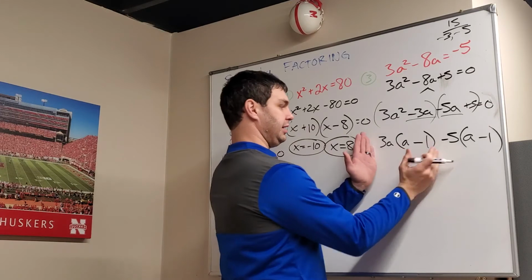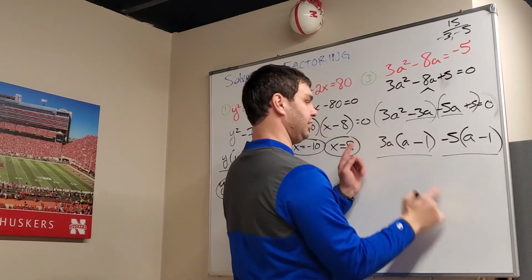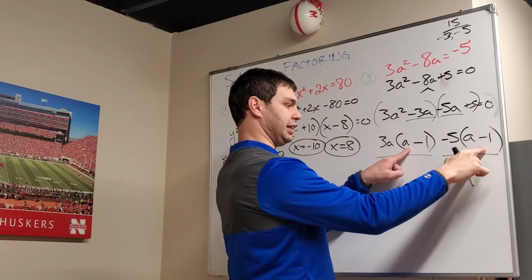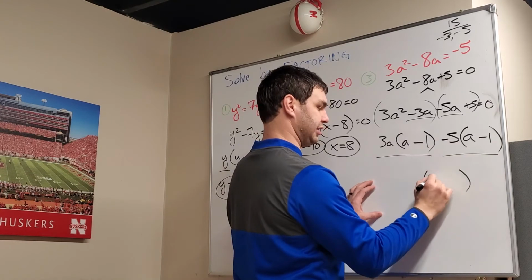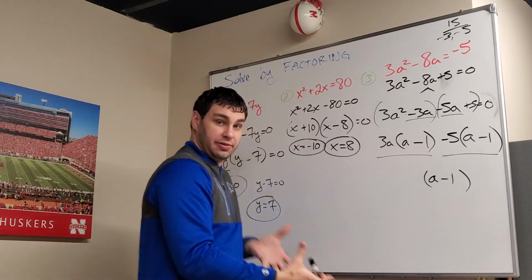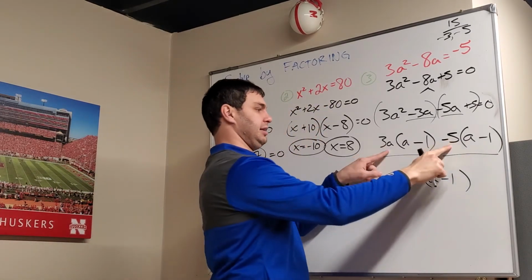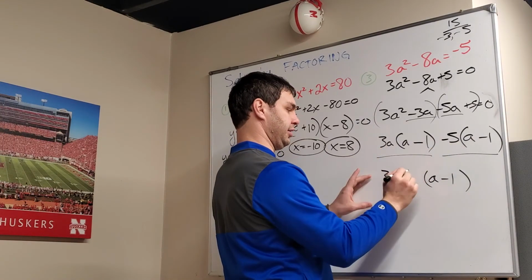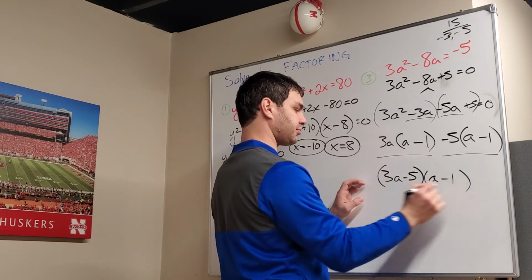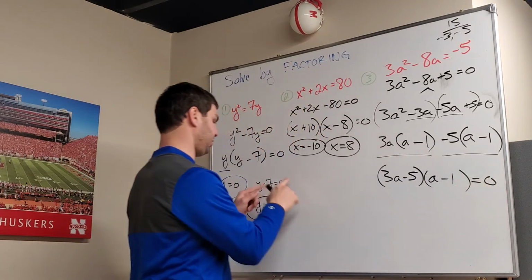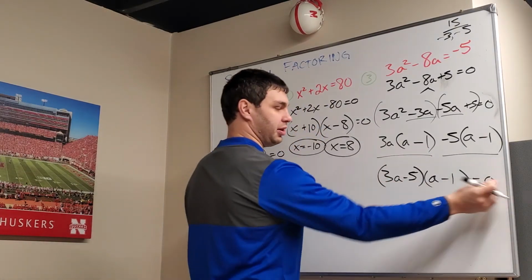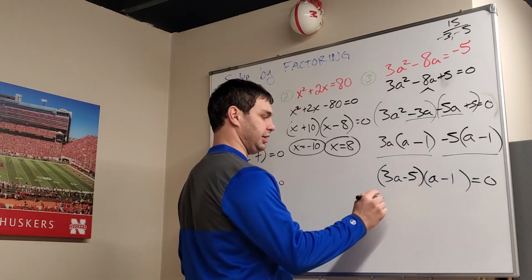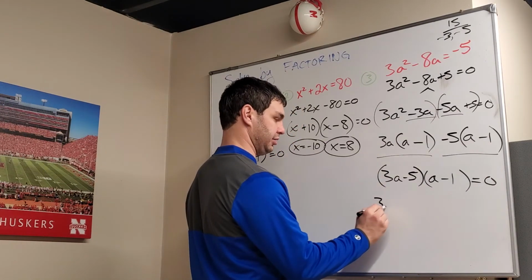Okay, so what we did here is this is like two terms now, and they each have an a minus 1 in common. So one of our sets of parentheses is going to be that a minus 1 we're going to factor out. And the other set is what's left over. I like to put that one in front. It doesn't really matter, but 3a minus 5 still equals 0. And then just like before, we have to set each of these individual parts equal to 0.